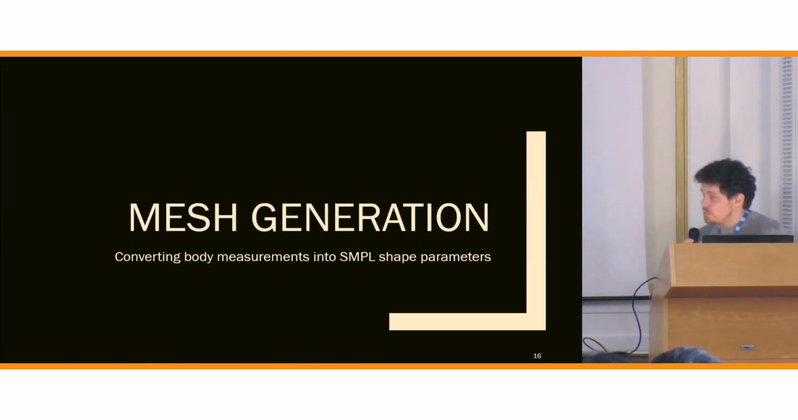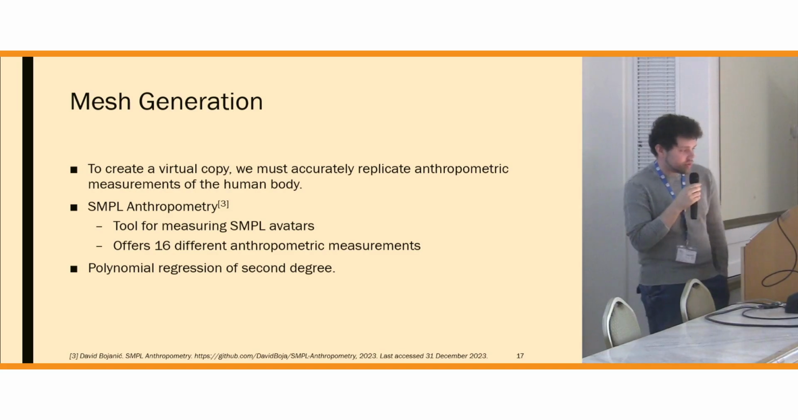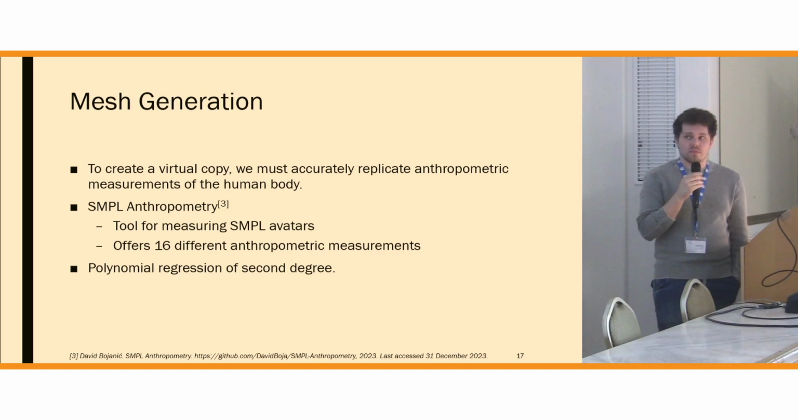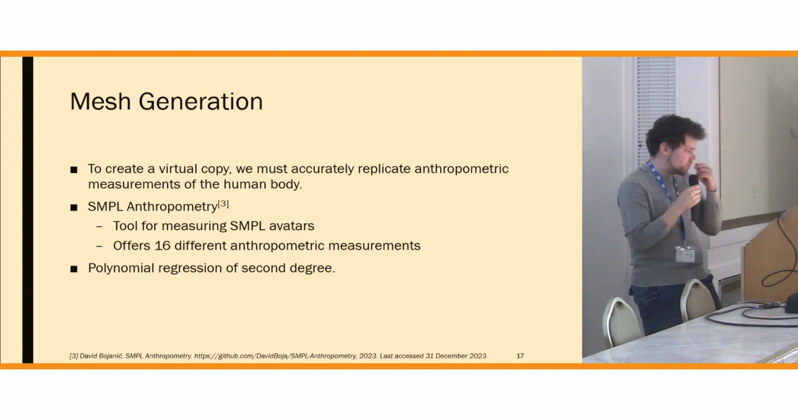Now, when we have user measurements extracted, we need to convert them to SMPL parameters in order to create a 3D model. So we used the SMPL anthropometry tool developed by David Bojanić to generate a training dataset. We generated pairs of body measurements and expected shape parameters for the SMPL model. We used this dataset to train various different models, but we achieved the best results with polynomial regression of the second degree.